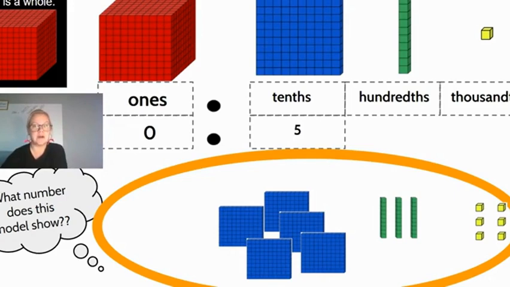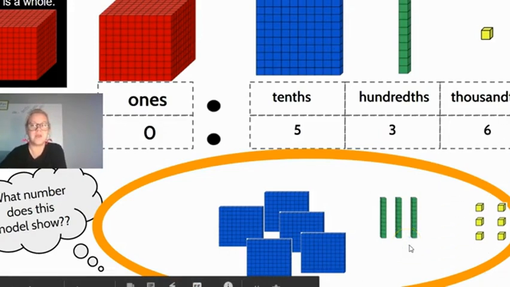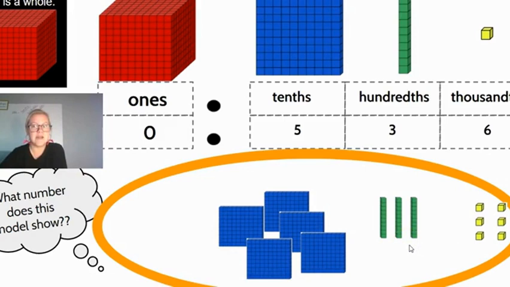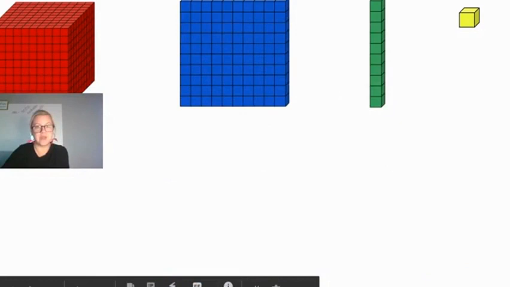My next number in the hundredths place? A 3. There's 3 hundredths. It would take 100 green rods to fill up my whole, but I only have 3 of them. And lastly, there are 6 thousandths. So what number does this model show? 0 and 536 thousandths. Keep trying with your decimal place value.